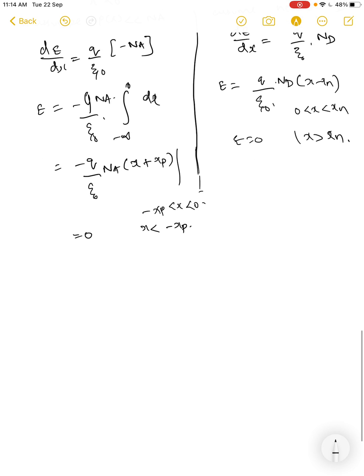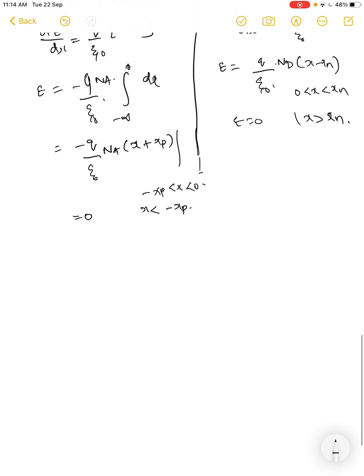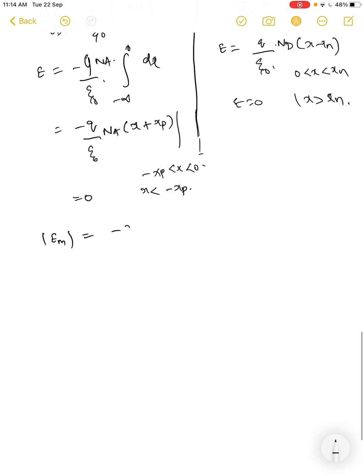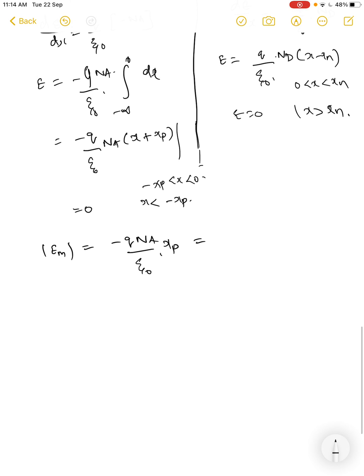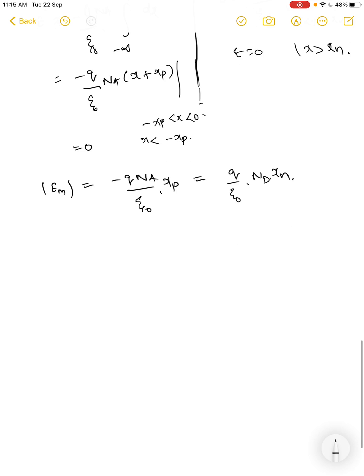So we can see that if you substitute x equal to 0 in this expression, you will reach a value which is called Emax, because on the right-hand side it starts decreasing. So this is the maximum electric field that you will see, which is minus q Na by epsilon naught xp, which will be true on the right-hand side as well. The maximum value appears at x equal to 0, which is q by epsilon naught Nd xn. Both of them should be equal, because at x equal to 0, it's a single spatial point, so it should have the same maximum value.